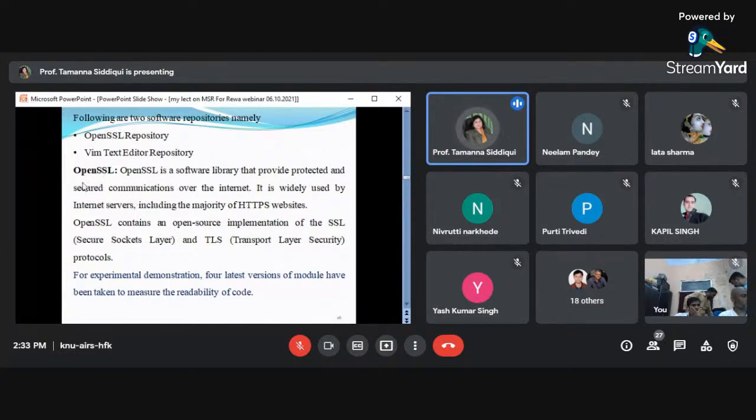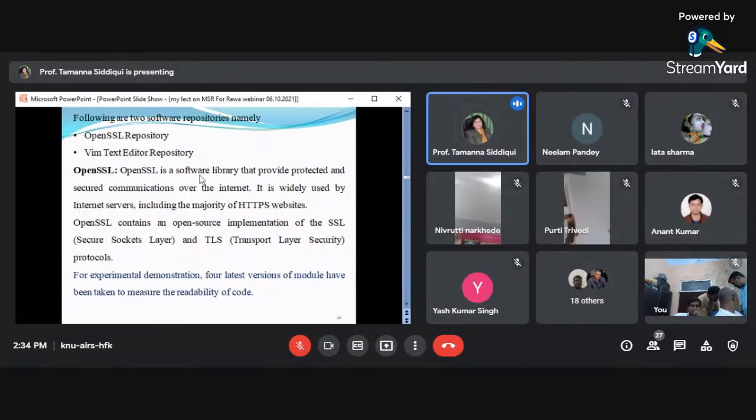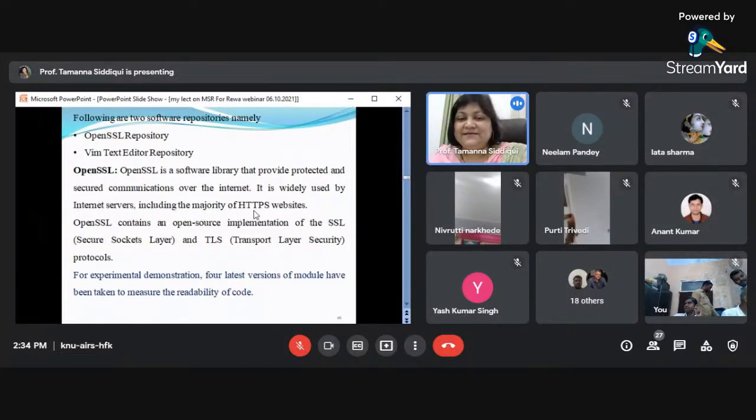First of all, I will tell you a little bit about the OpenSSL repository, which is part of the GitHub platform. It is a software library that provides protected and secure communications over the internet. It is widely used by internet servers, including the majority of HTTPS websites. It contains an open source implementation of SSL and TLS protocols, and for the experimental demonstration, 4 latest versions of the module have been taken to measure the readability of code.